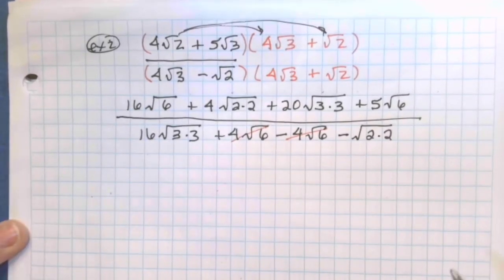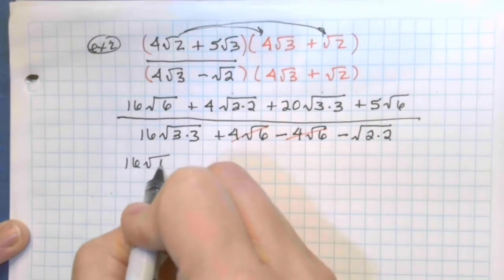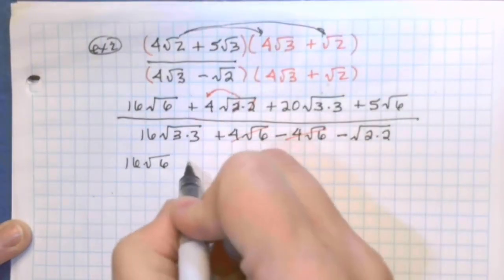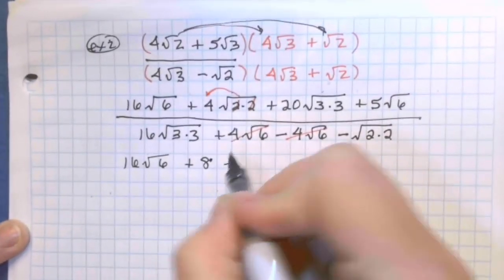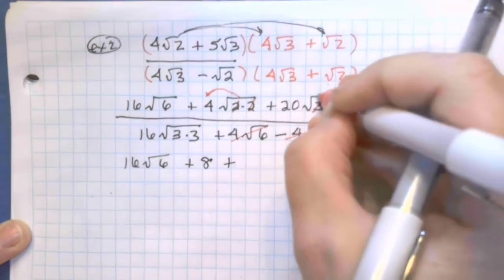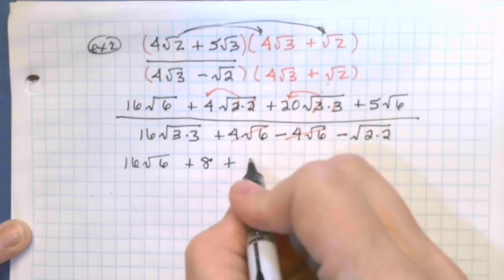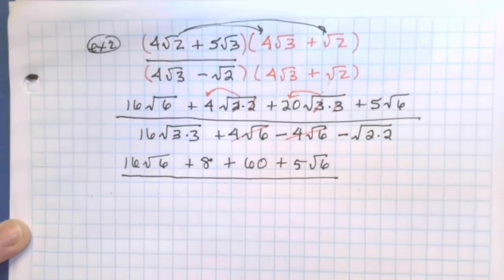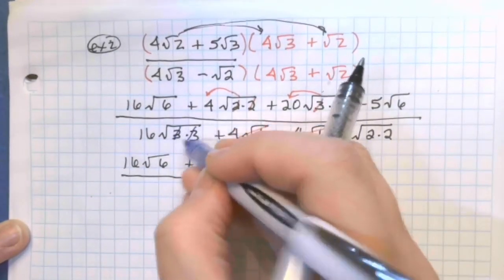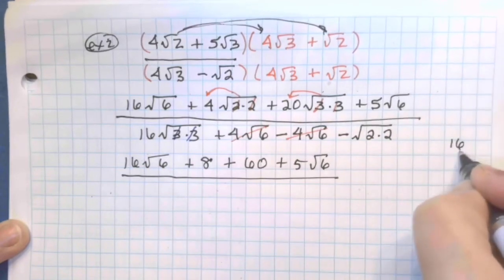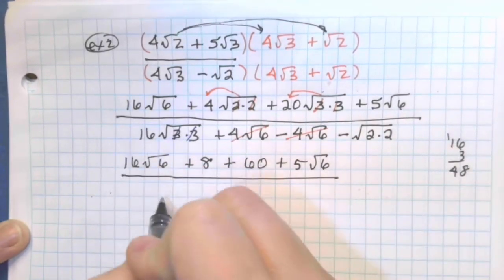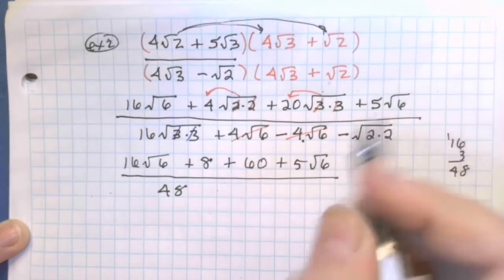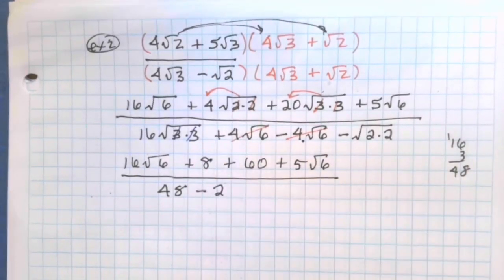So I'm going to go ahead and take a simplifying step. 16 radical 6 is not going to simplify, but on the next one, 2 2's, 1 comes out, 4 times 2 is 8. Next term, 2 3's, 1 comes out, 3 times 20 is 60. And then we have a positive 5 radical 6. On the bottom, 2 3's, 1 comes out. We're going to do 16 times 3, which is 48. Those canceled out. 2 2's, 1 comes out, gets multiplied by the negative 1, so it's a negative 2.